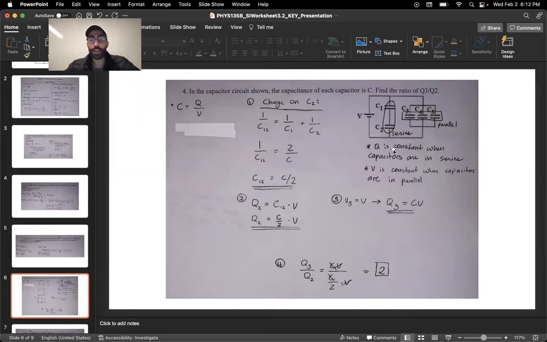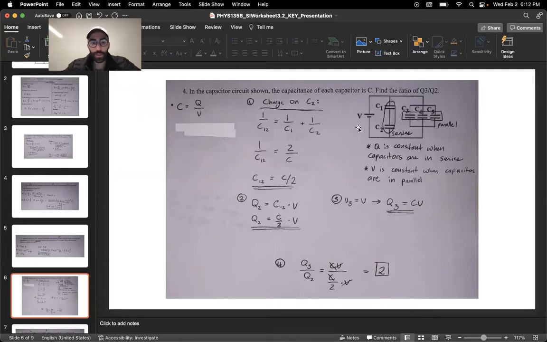Q is constant, so charge is constant when capacitors are in series. And then V is constant when capacitors are in parallel, and that's right here. And the point I wanted to make here is just watch out for these junctions. It tells you where to think parallel and then where to think series. So between each one of these, you can see there's a junction here and a junction here that tells us these guys are parallel. And then here it's kind of a straight shot all the way through, that tells us they're in series.